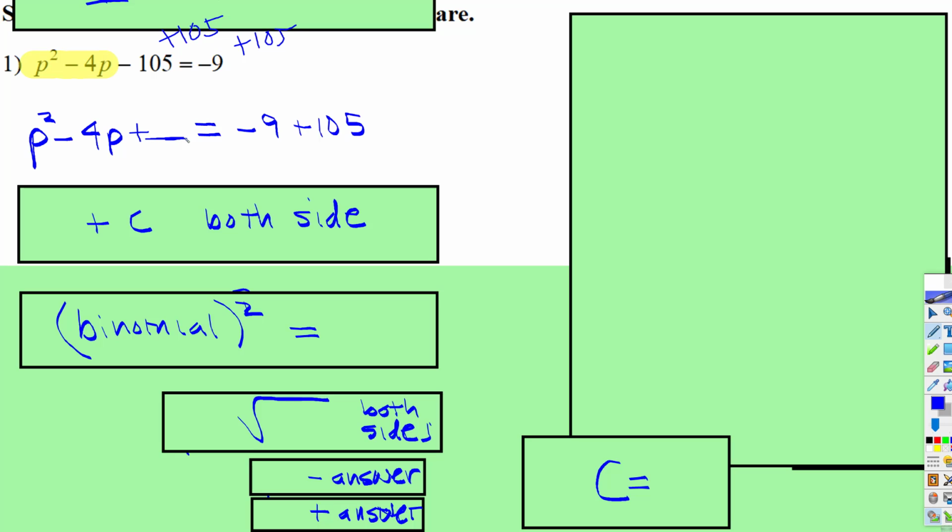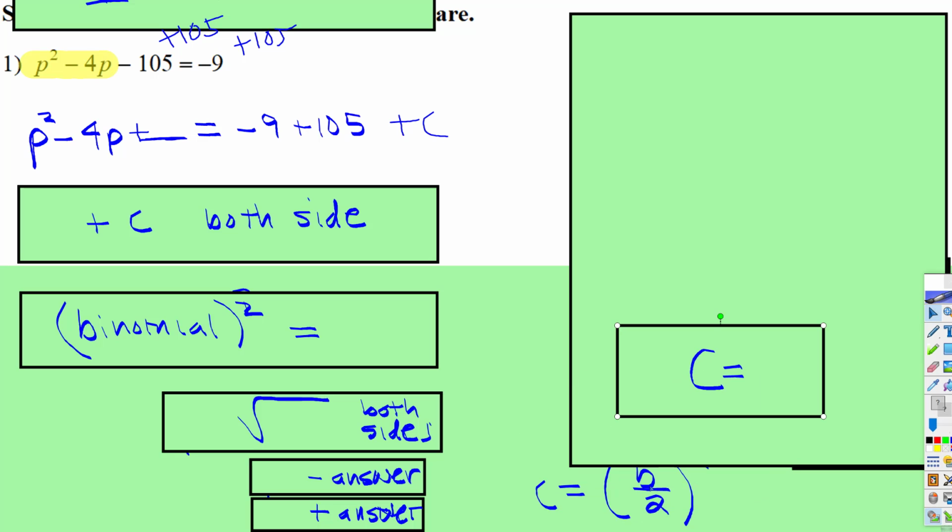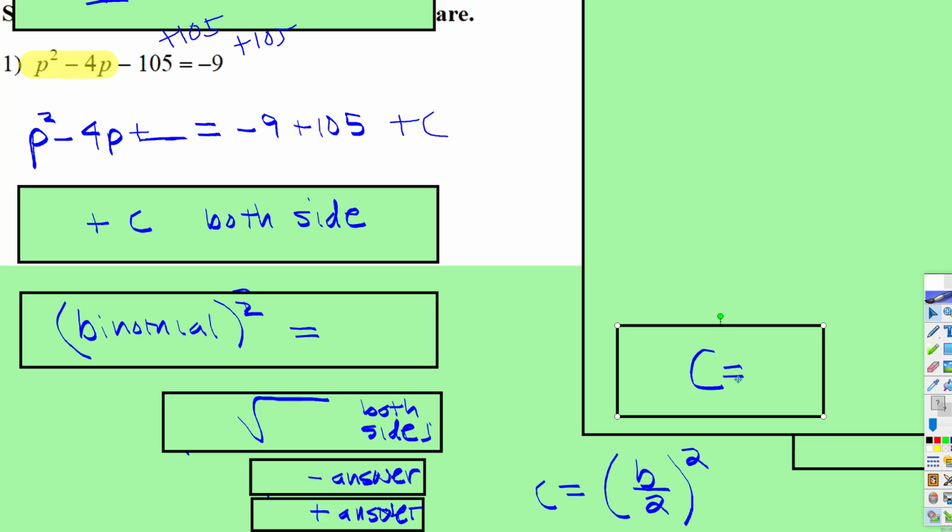And we're going to complete this square right here, make it a perfect square trinomial. And how you find that perfect value is you take half of the b value, divide it by 2, and you square it. So that's how you find that c value. So we're going to simplify this. We're going to add negative 9 to 105, and that's 96.